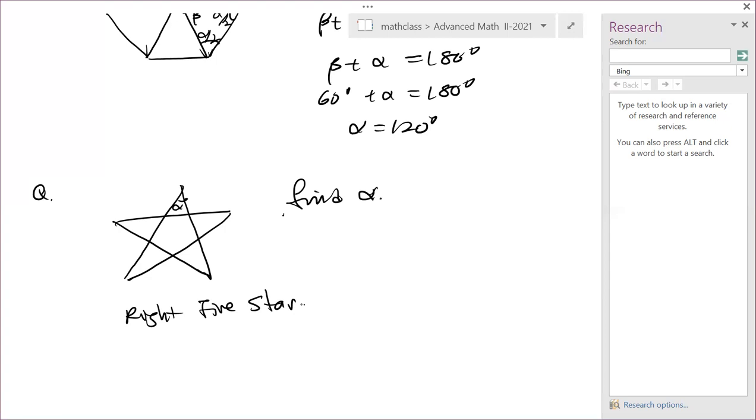Okay, Kelvin gave me 60, Lala gave me 36 degrees. Anyone else? Canis, I call your name again. Canis. Yeah, regular 5-star, it's called the 5-star. So that means all those angles are the same.